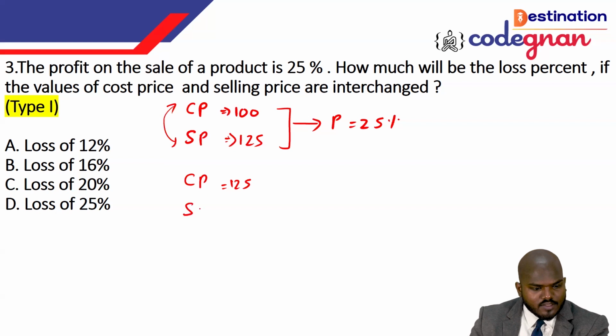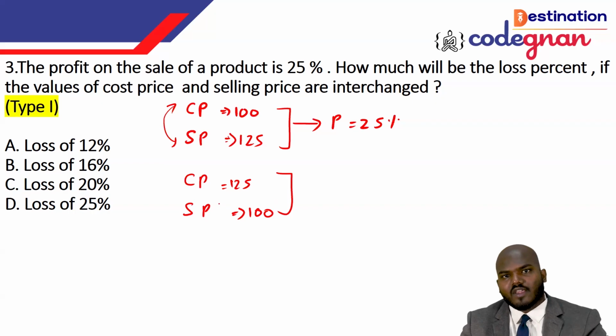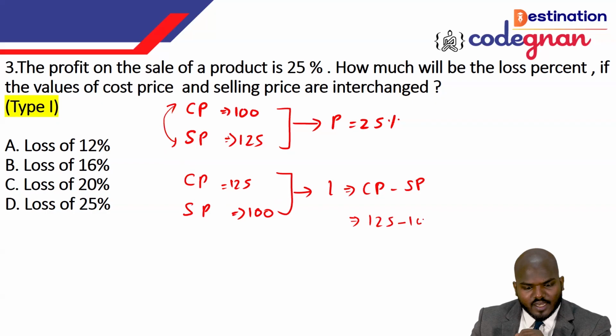But if the values are interchanged, now the cost price is equal to 125 and the selling price is equal to 100. This is not related to profit, because the cost price is more than the selling price, so we can't say it is profit. We can say it is a loss. Loss is equal to cost price minus selling price, that is 125 minus 100.